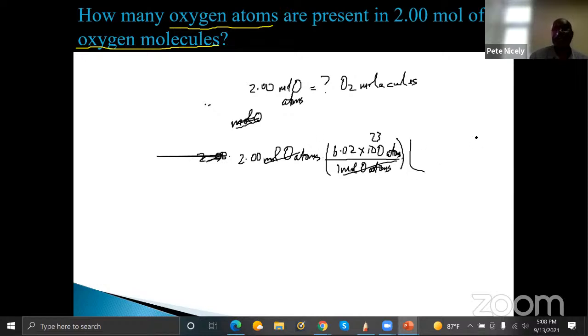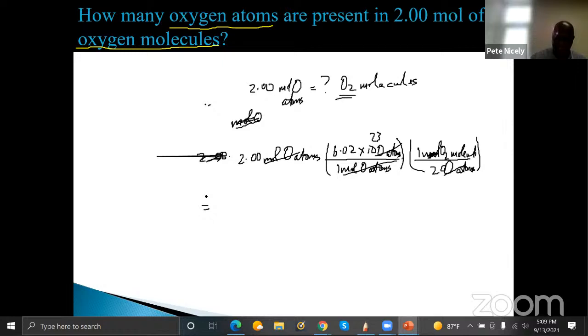Then the next step is where I convert from atoms to molecules. If you look at the formula for oxygen molecules, O2, what that tells you is that for every 1 oxygen molecule, you have 2 oxygen atoms. I'm sorry about the mistakes I'm making here. Looks untidy. So this is going to cancel with this, and then all you have to do is your number crunching. So let me do that now.